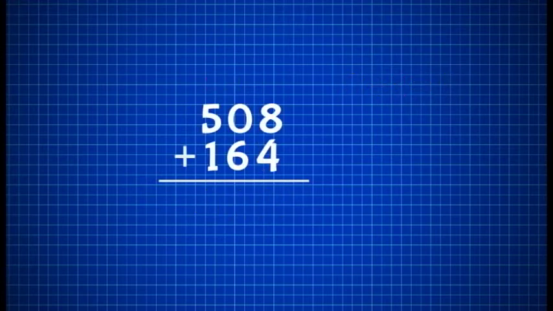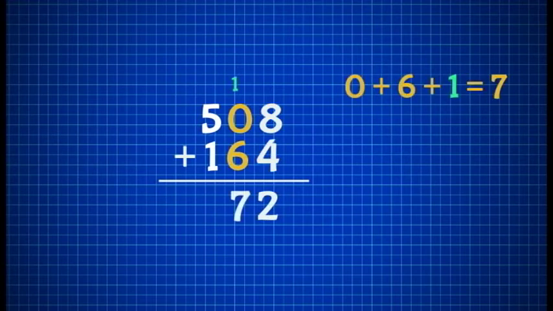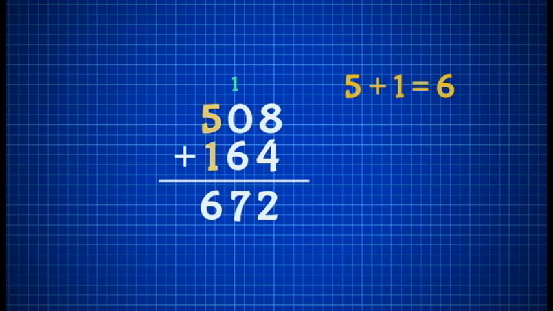Let's have another example. 508 plus 164. We start with the ones place as usual. 8 plus 4 is equal to 12. We move 1 to the tens place, which we add with 0 and 6, which equals 7. Now we move on to the hundreds place. 5 plus 1 is equal to 6. Combine them is 672.